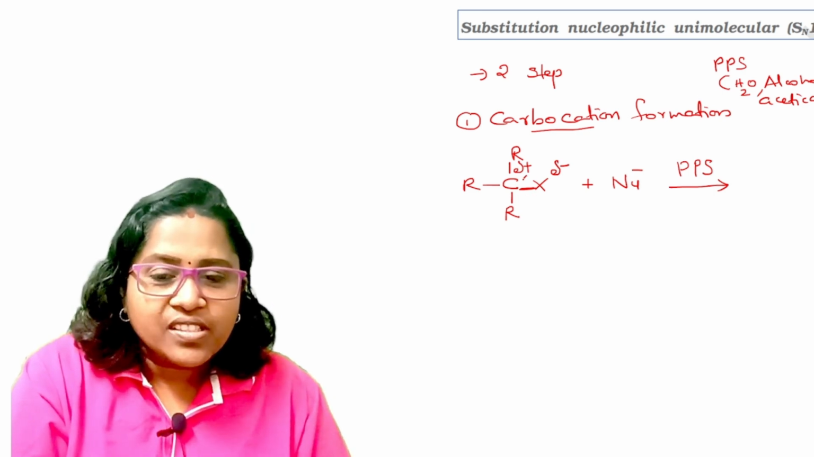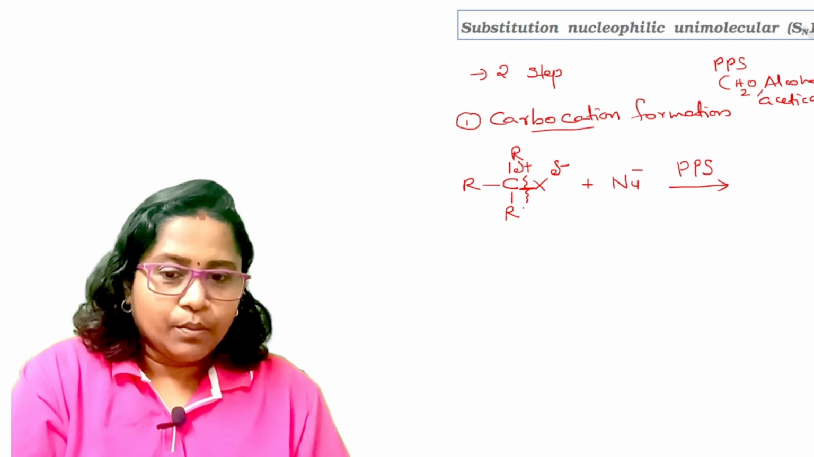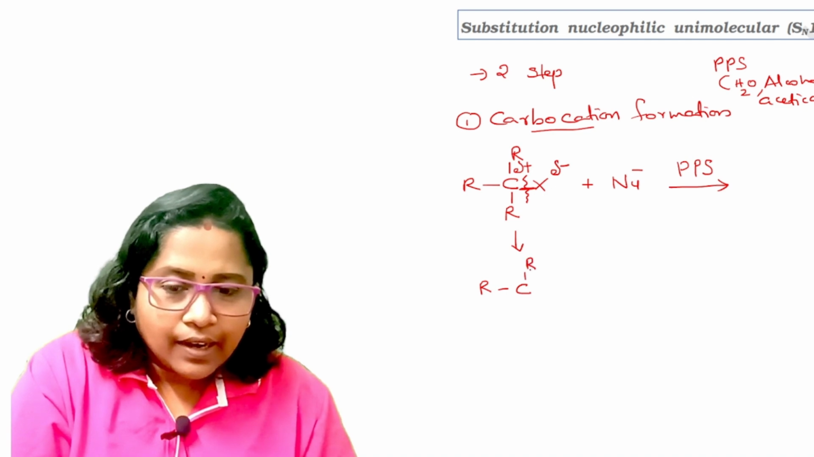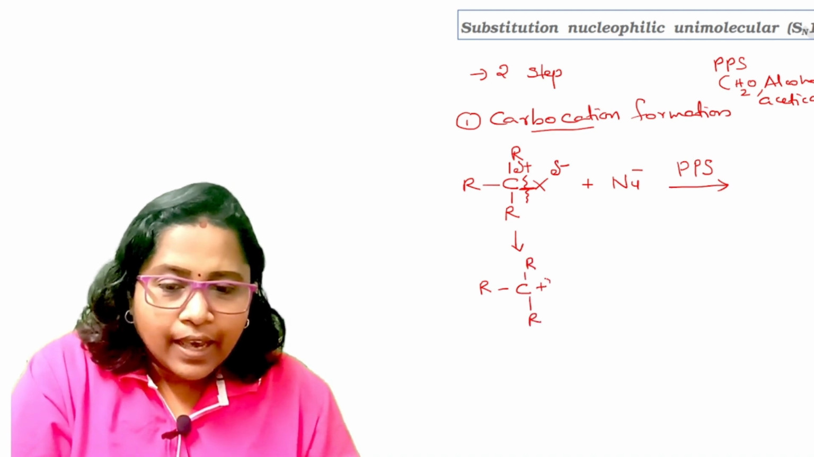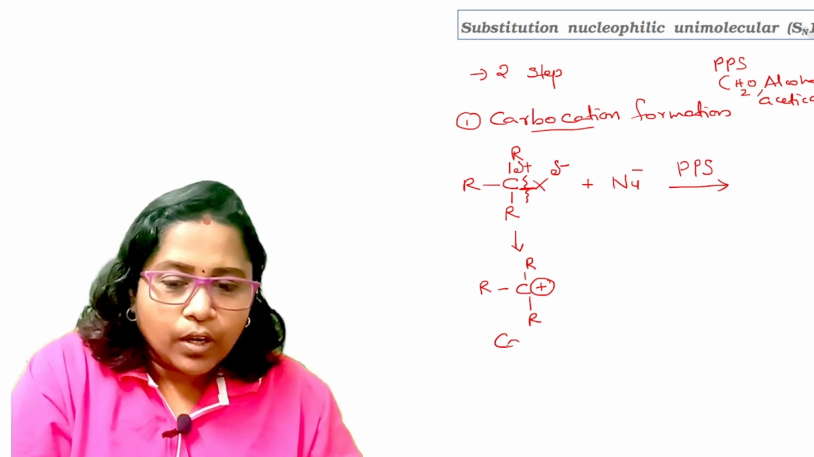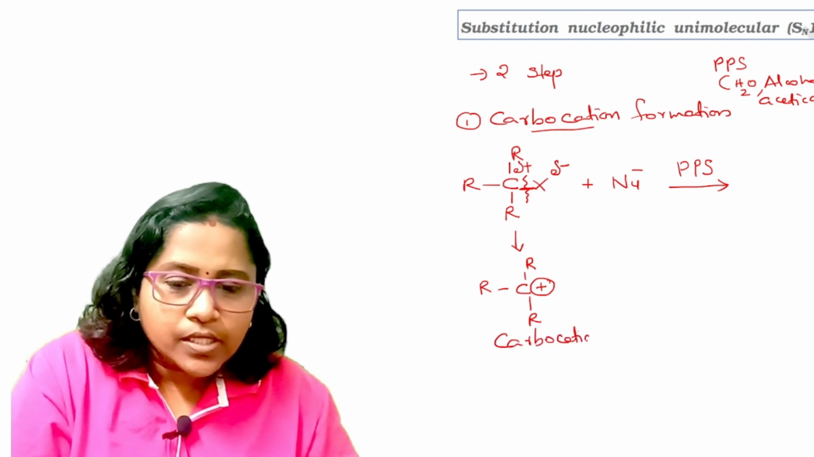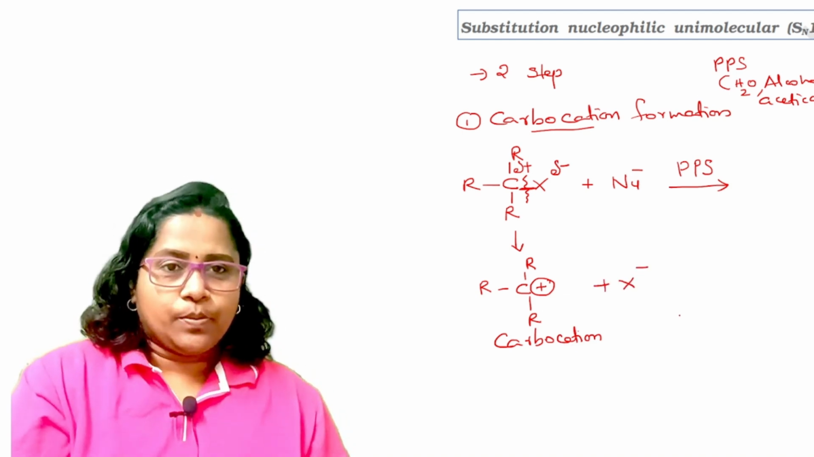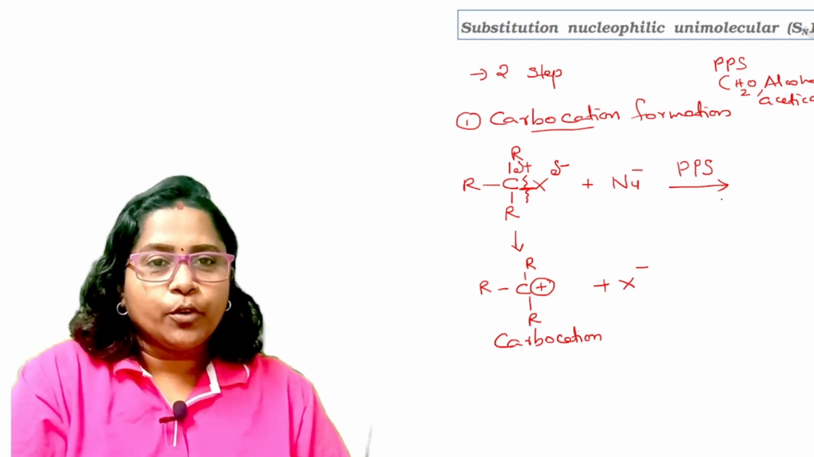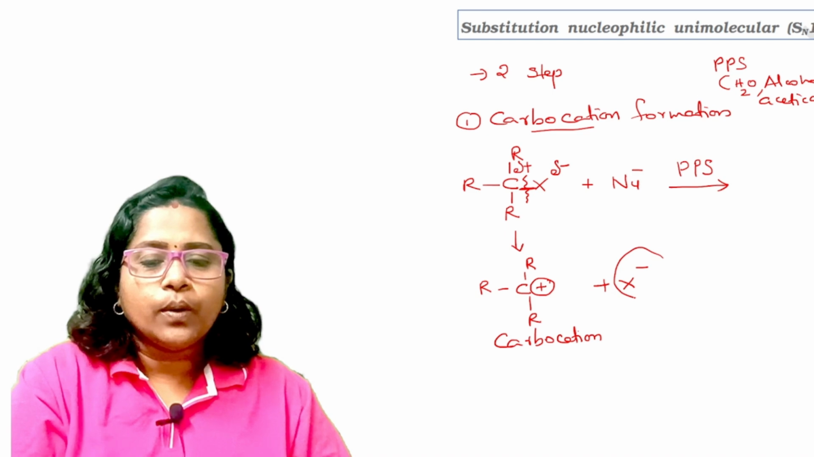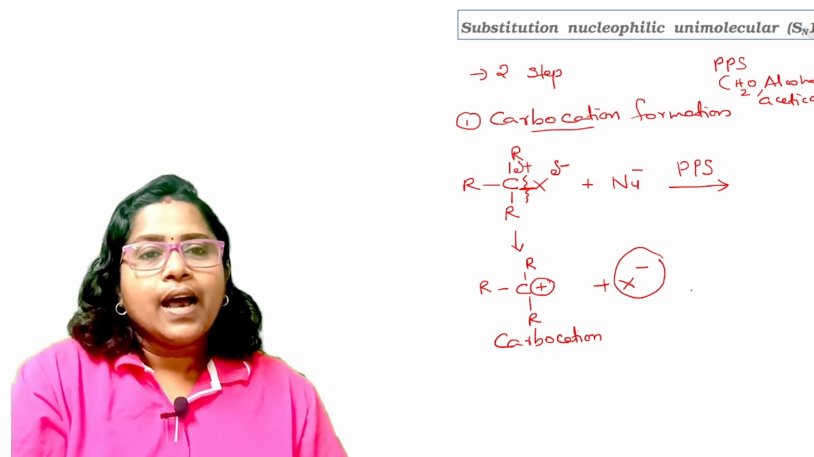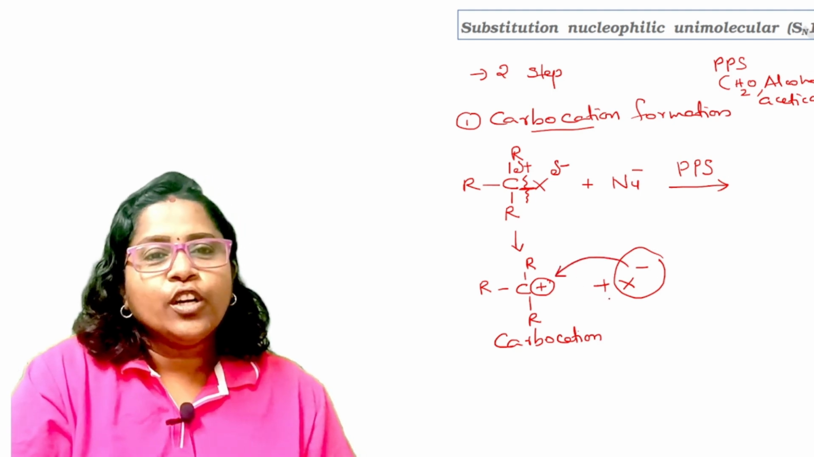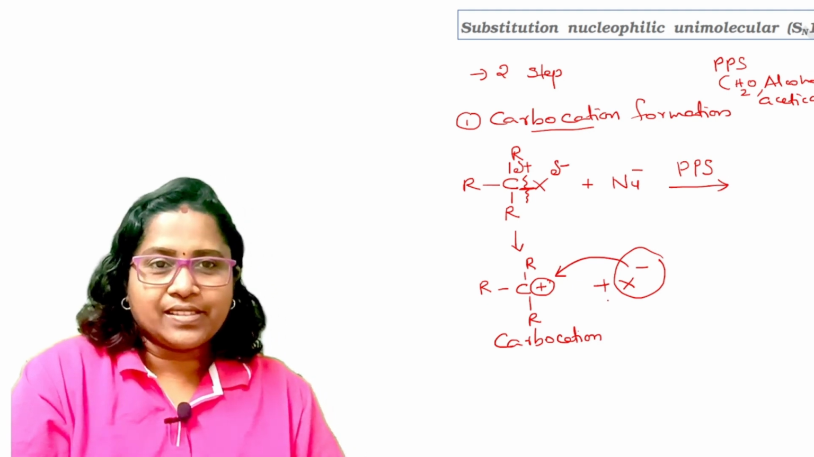So what will happen? First, this bond will get broken. This is the first step. So what we will get? R, R, R, C, and then here a positive charge. So these species are called what? Carbocation. Clear? Plus the remaining X minus. So why are we adding polar protic solvents? In order to solvate this particular X minus. Why? Because otherwise it will go back and attack the carbocation again. In order to prevent that, we are adding polar protic solvents.